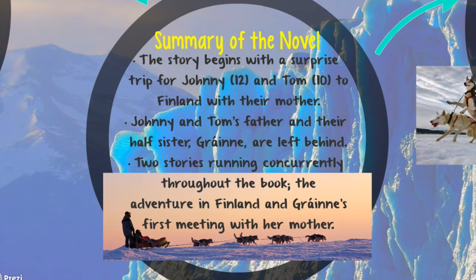So, a quick summary of the novel so that you can understand how relevant and how this is a very exciting text for the students to study. The story begins with a surprise trip for Johnny, who's 12, and Tom, who is 10, to Finland with their mother. Johnny and Tom's father and their half-sister, Grania, are left behind. And the two stories of Grania and Johnny and Tom run concurrently throughout this book.